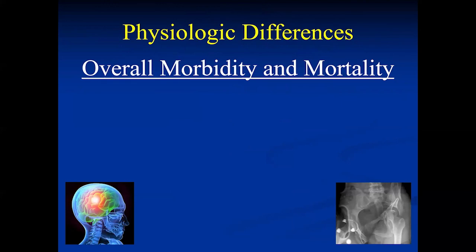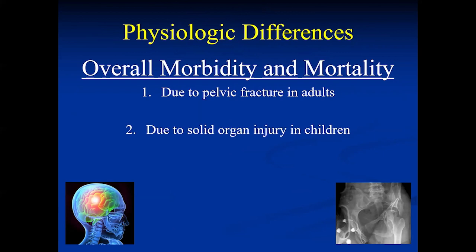Now, there are some physiologic differences when we see these patients coming into our trauma bay. The first important thing to understand from a morbidity and mortality standpoint is that death is generally due to the pelvic fracture in adults. It's due to the solid organ injury in children, so not necessarily the pelvic fracture itself causing bleeding, which is leading to death.